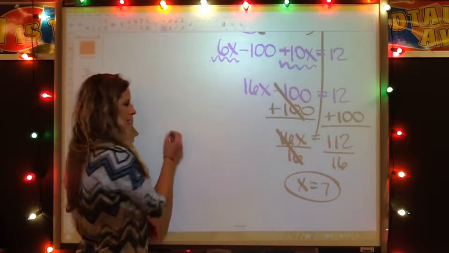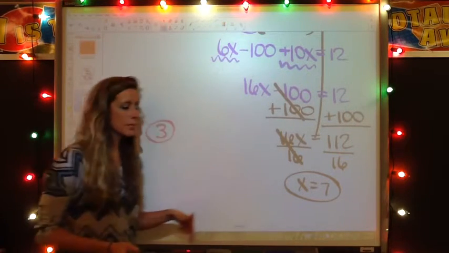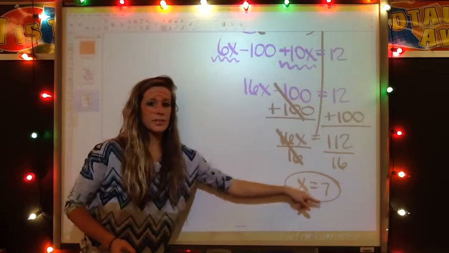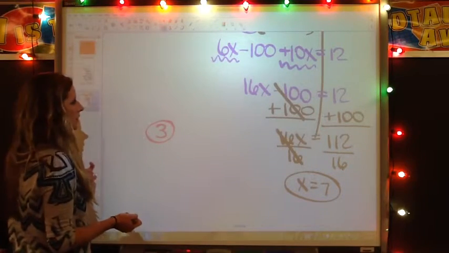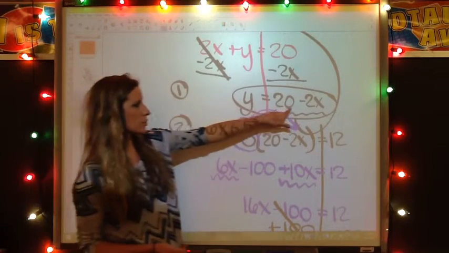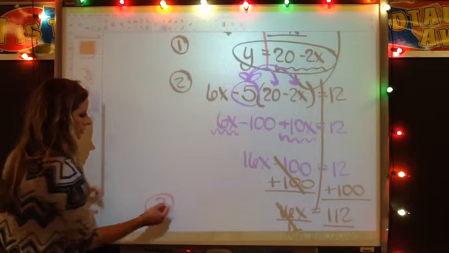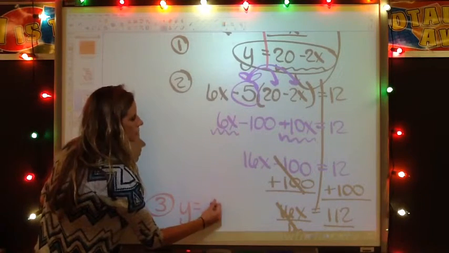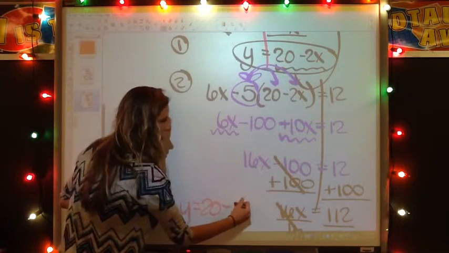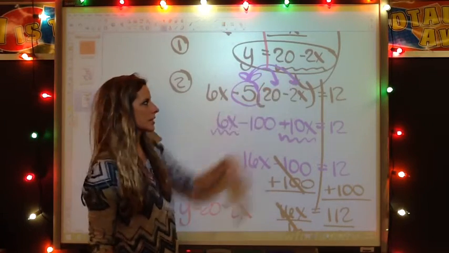And then your very last step, you're going to plug it into the equation you got in your first step and plug that 7 in for x. So in the first step, we got, let's see, y equals 20 minus 2x. So we're going to plug it into that equation. You can really plug it into whatever equation you want. It's just that this one is the easiest.